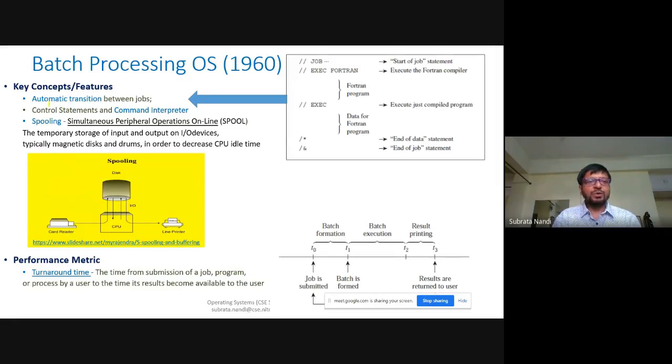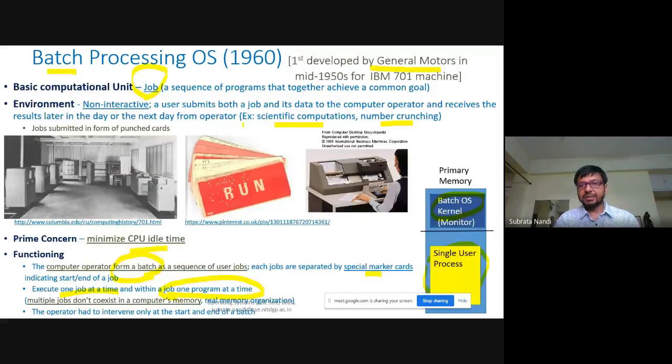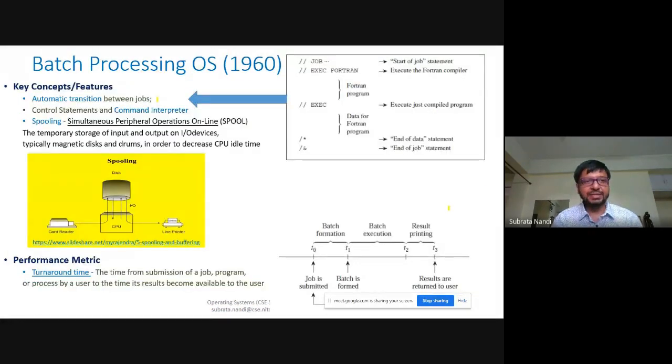So the key idea is automatic transition between jobs. These punch cards with special commands facilitate the automatic transition between jobs, because the operator never intervened in between jobs. Within the batch, the machine takes the jobs one by one, executes each, and goes to the next job. Because of that, special control statements and a command interpreter are required. Whenever a card containing a control statement is read, the monitor interprets it and takes action accordingly.